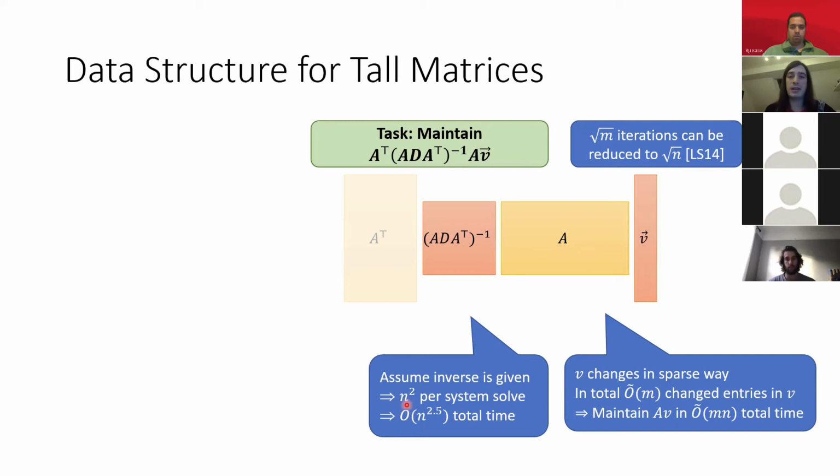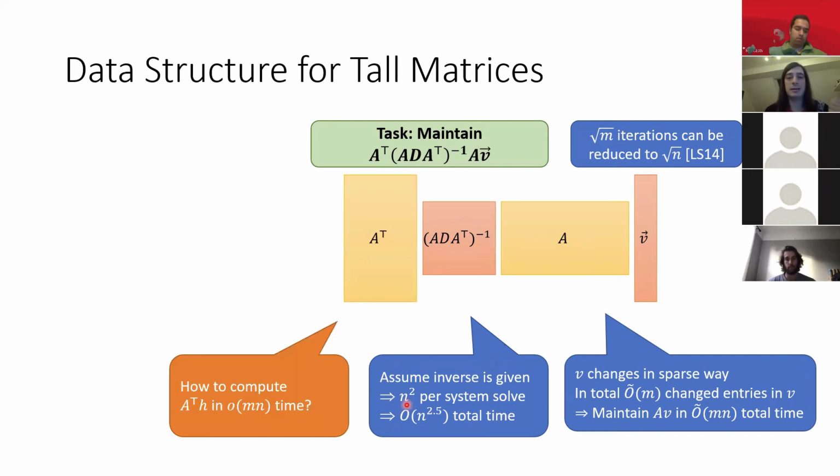And then at the end, we have to multiply with the matrix A again. And that's kind of the hardest part here. So we have a vector that is going to change. It's not going to change in a sparse way, and we have to multiply it with A transpose. How can we compute this product so that it needs in each iteration less than mn time?